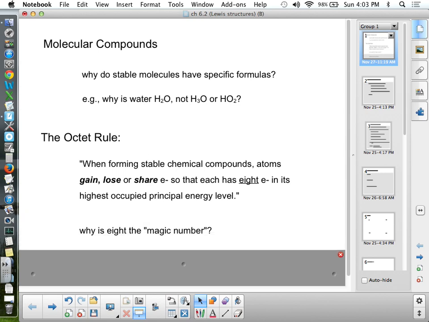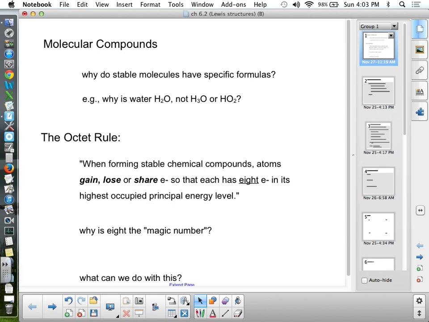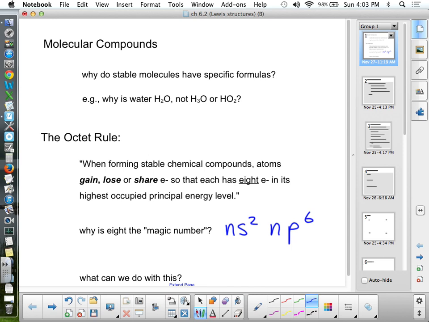Why is 8 the magic number? Why is there something special about 8? Well, that should be pretty obvious to you by now, because 8 is the number of electrons that can fit into the valence shell. Atoms have 2 electrons in their highest occupied S sublevel, and can fit 6 electrons in their highest occupied P sublevel for a total of 8 electrons. So the driving force for formation of stable compounds is atoms achieving an octet, basically having a completely filled valence shell. So the question is, what can we do with that?